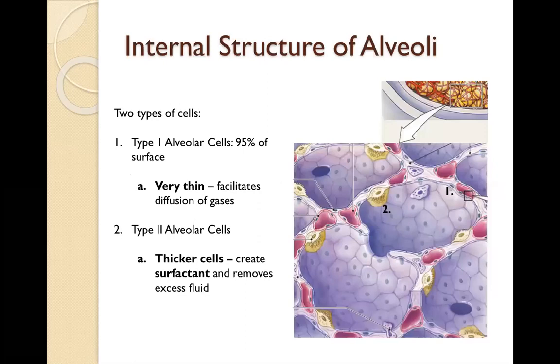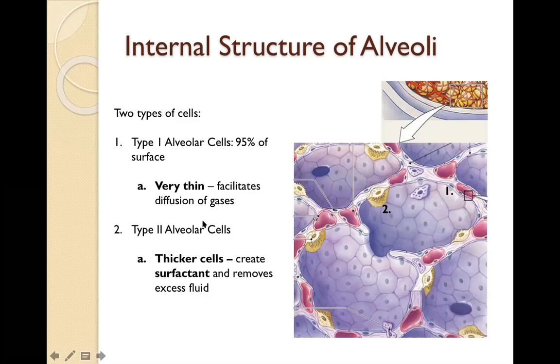If we take a closer look at the internal structure of an alveolus, you'll see that it's mostly comprised of these flat cells. And anytime that you see a flat cell, it's referred to as a squamous cell. So these are squamous cells, and the specific type of cell it is is called a type 1 alveolar cell. You'll see that the majority of the circumference of an alveolus is these flat cells. Most of the area is covered by them. Very thin, and it mostly facilitates the diffusion of gases. That's a type 1 alveolar cell.